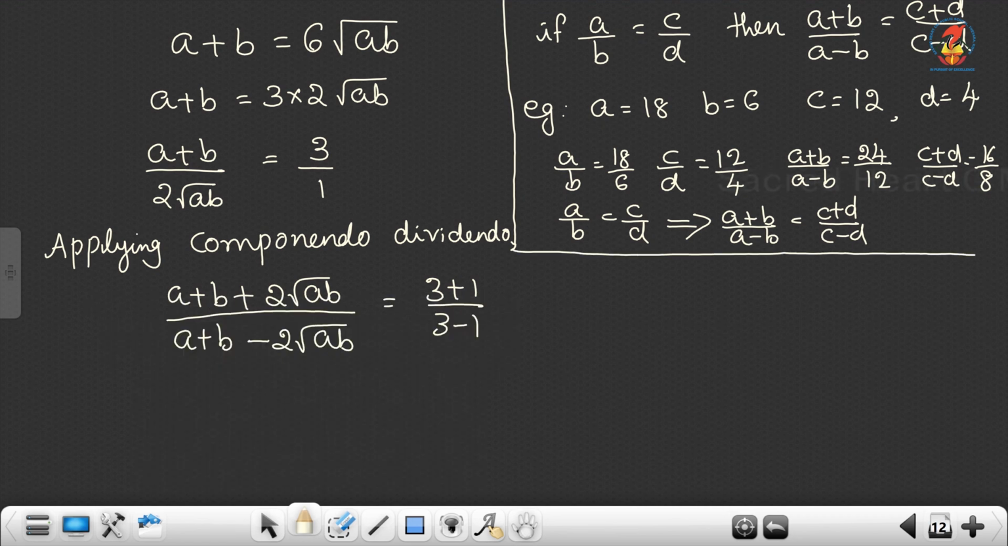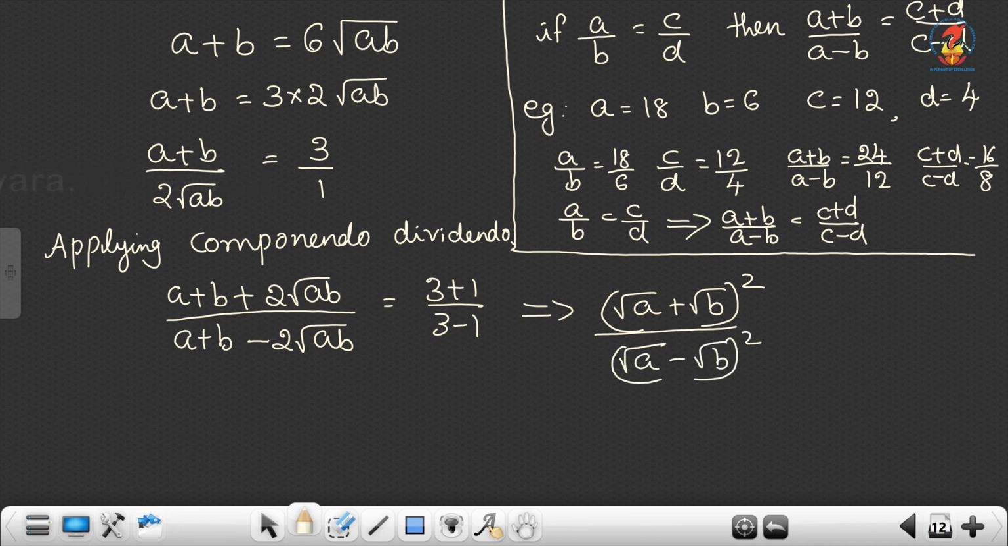Which implies the numerator is a perfect square. Which square? Root a plus root b whole square. When we expand this, root a square is a, root b square is b, then 2 root a root b, that is 2 root ab. The denominator is the perfect square, root a minus root b whole square. Now the right hand side is 4 by 2. 4 by 2 is 2.